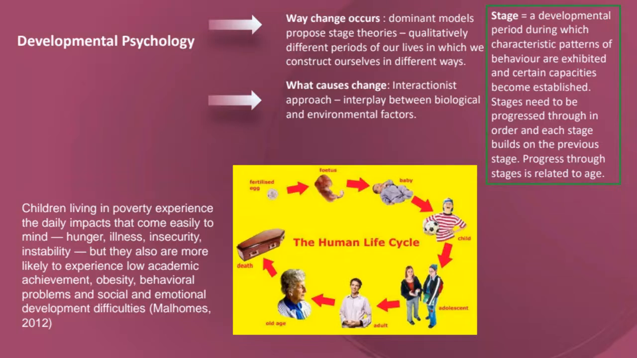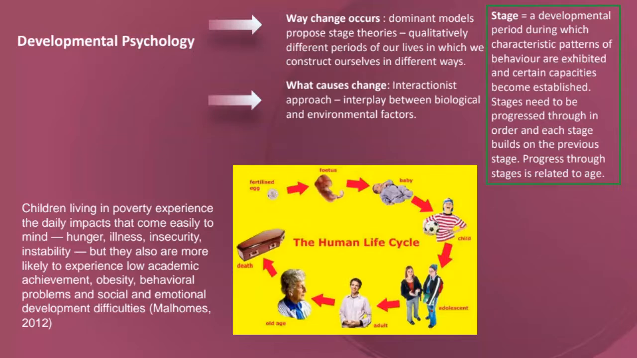So that's a type of process by which change occurs. It occurs very sequentially, and each stage builds on the next. But what actually causes the change is very much an interaction between our biological processes as well as the environment. So it's really important to consider that although development in many theories is seen as stage-like, it is very much an interactionist process between our environment and the biology of our body.